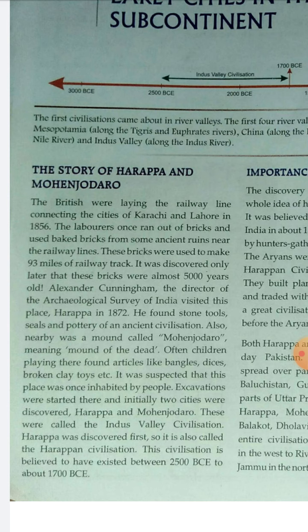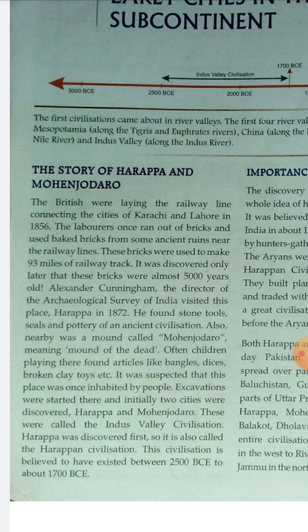So the British were laying the railway line connecting the cities of Karachi and Lahore in 1856. The laborers once ran out of bricks and used baked bricks from some ancient ruins near the railway lines. So once there was a shortage of bricks, these laborers used the baked bricks which they found near the railway lines. These bricks were used to make 93 miles of railway track. Then it was discovered only later that these bricks were almost 5,000 years old.